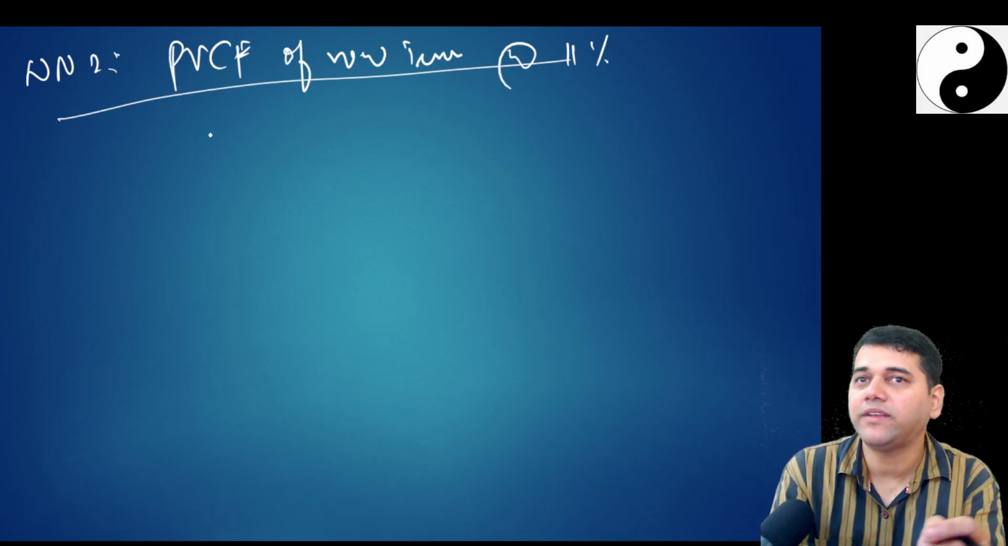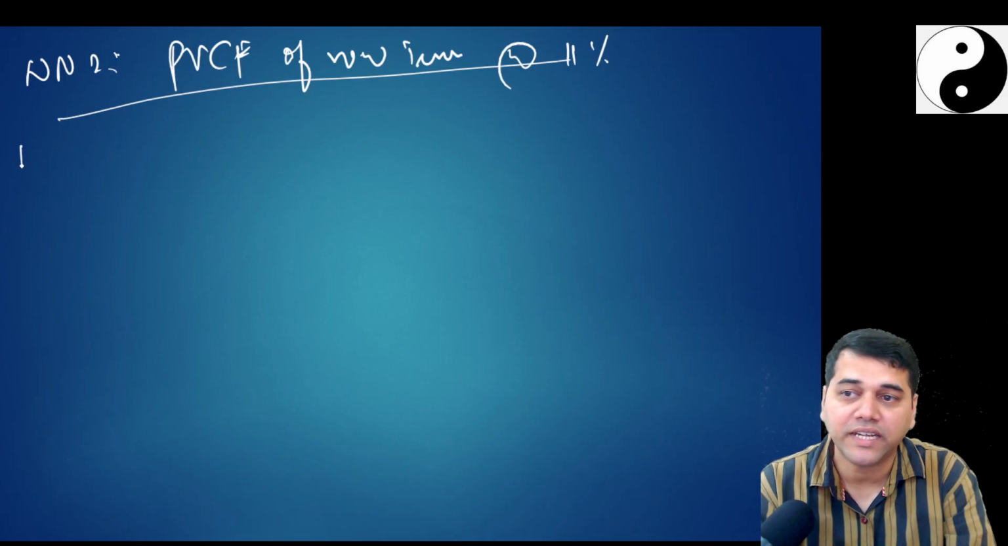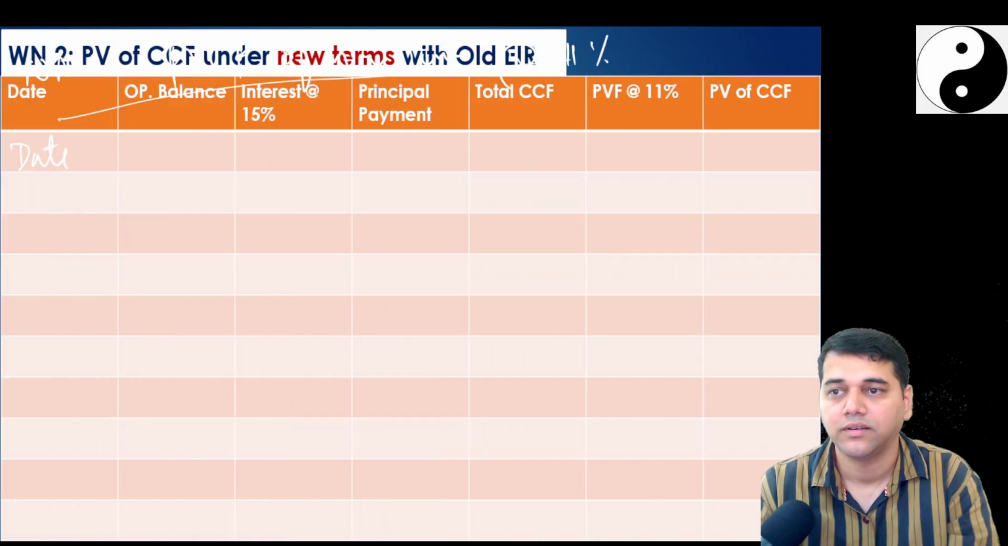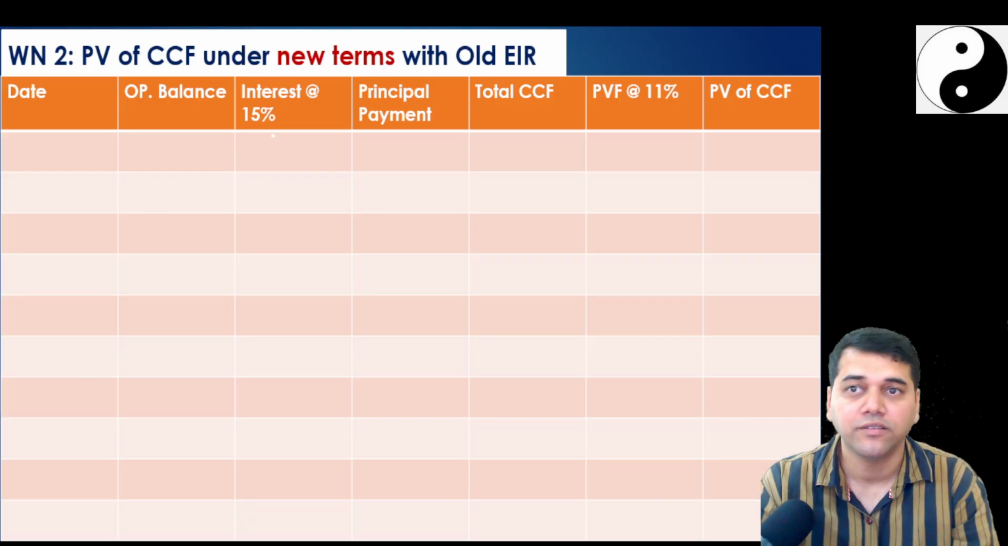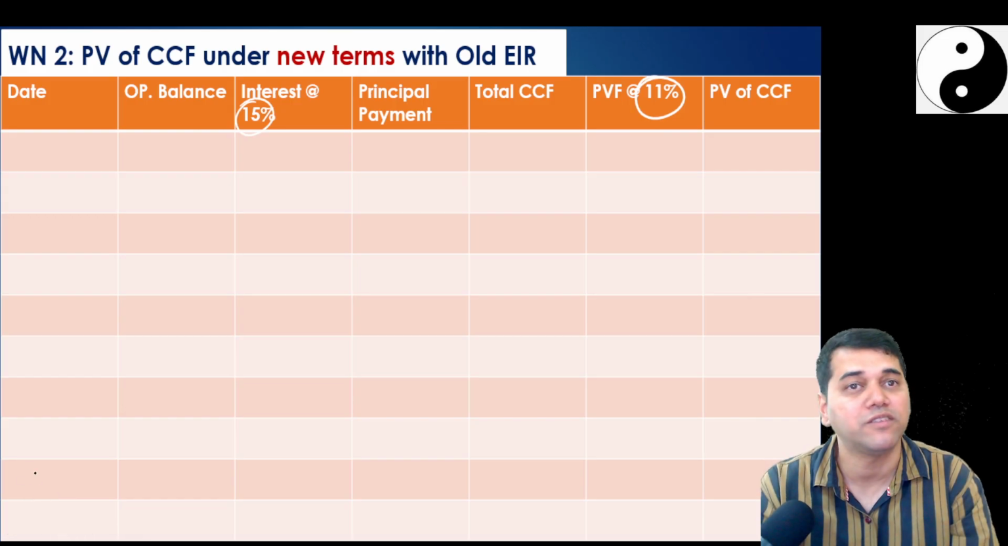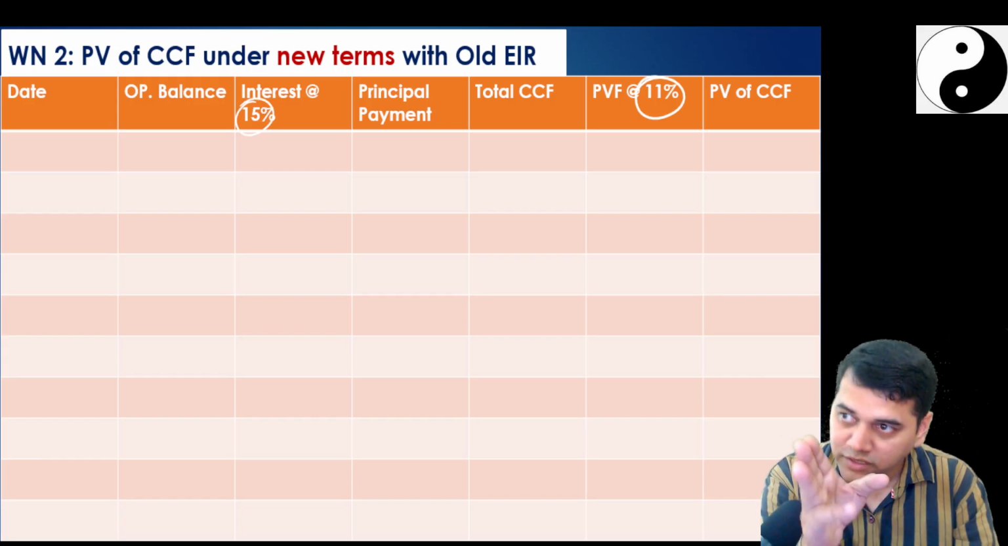Now can I say 1 to 7 years, 1 to 5 years? No, because these are unconventional. So I will write the heading date, opening balance, interest I need to pay at what rate? 15%. Principal payment will happen, total cash flow, present value factor will be at 11%. Previous was a conventional bond, life was simple. This is an unconventional bond, so the only way to get the cash flow is this table calculation.